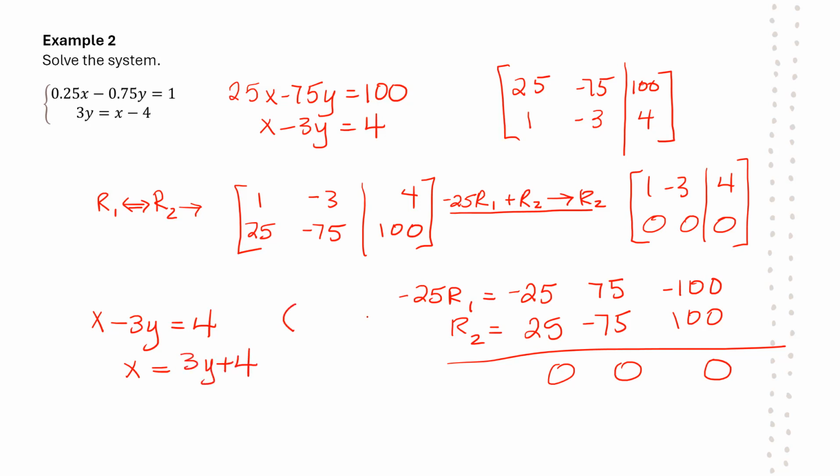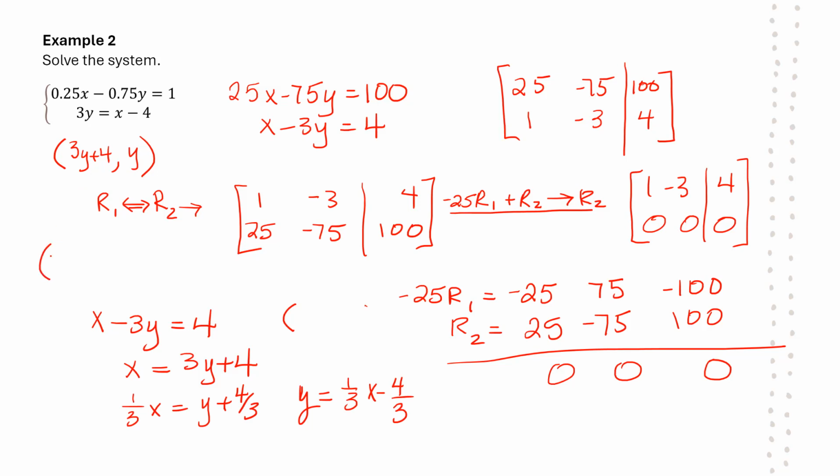Then we can represent the solution to this system of equations with the point 3y plus 4, that's your x, and y is your y. So you're just showing the relationship between x and y. So this is x, this is y. If you solve this equation for y instead of x, the other way you could write the solution to the system of equations would be to say x, and then 1/3 x minus 4/3 for y.